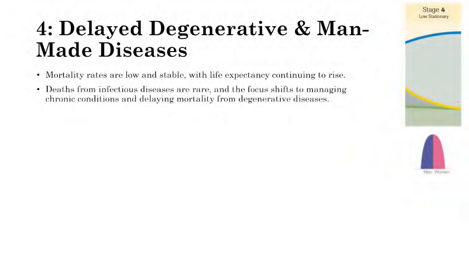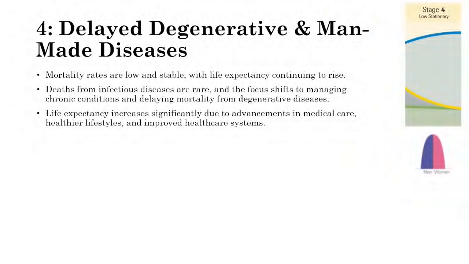Now, why is it delayed? Well, a trend we've been seeing since stage 2 is that the life expectancy is continuing to increase. And a lot of these diseases that we're talking about are lifestyle diseases. So what we're seeing is that we have found ways to delay the symptoms or the prevalence of these diseases, not the elimination of them. So let's look at this. Mortality rates are low and stable, and life expectancy is, of course, growing. Deaths from infections are rare, and we see more deaths from chronic conditions, as well as delayed mortality. Life expectancy increases significantly due to advancements in medical care, healthier lifestyles, and improved healthcare systems. Populations in stage 4 have life expectancies above 75 years for the most part.